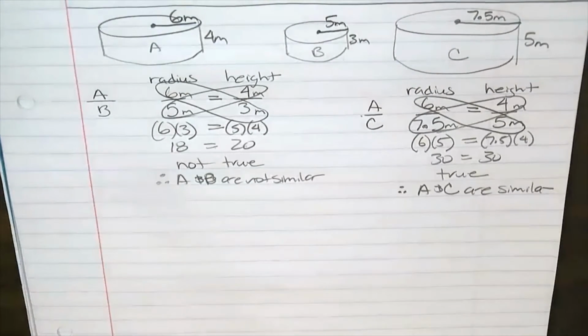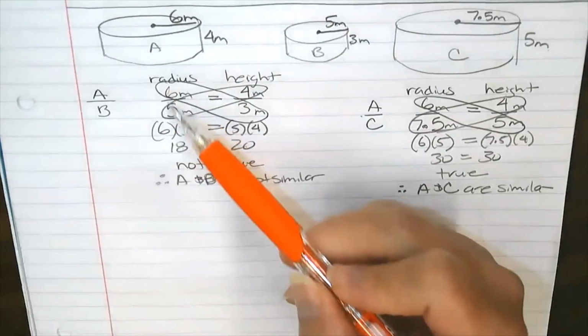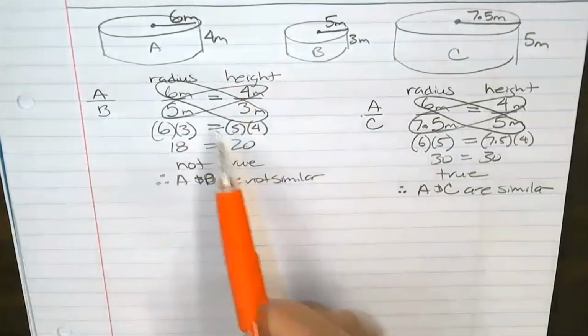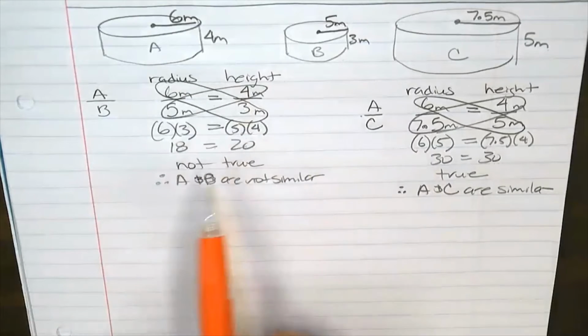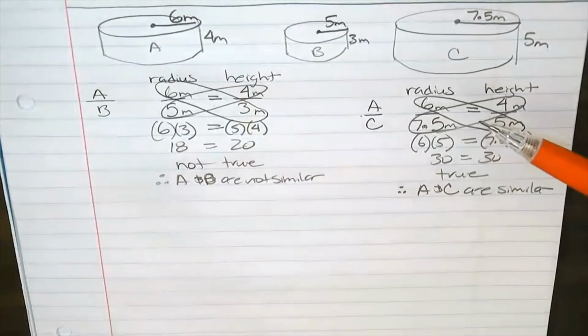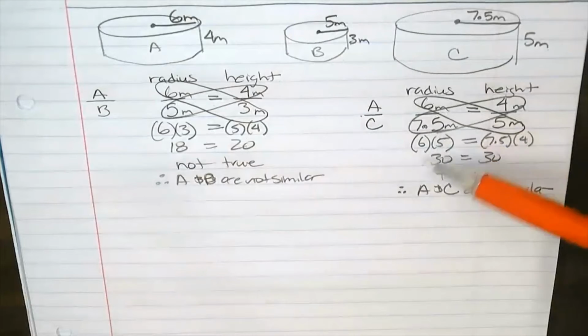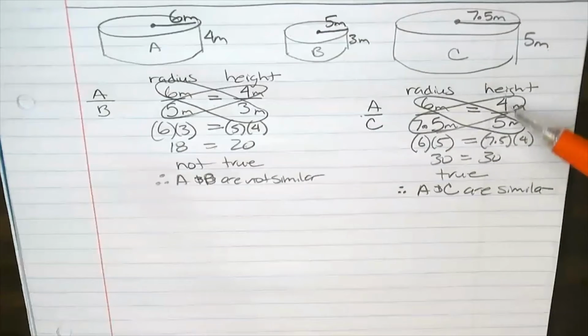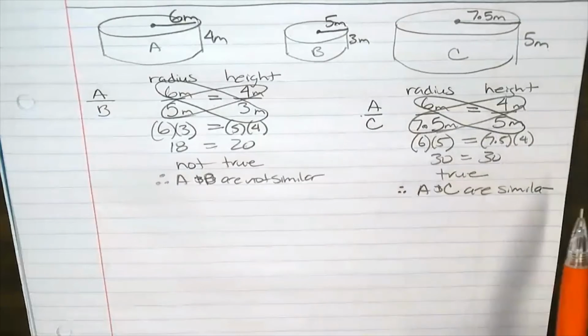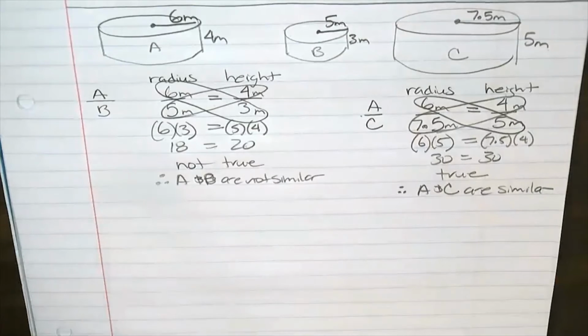So we've done this before. All we're doing is setting up ratios. 6 to 5 should be equal to 4 to 3 if they're similar. And in this case, they are not equivalent fractions. It's not true. Here, the ratio of 6 to 7.5 is equivalent to the ratio 4 over 5. Therefore, they create equivalent fractions, and they are similar solids.